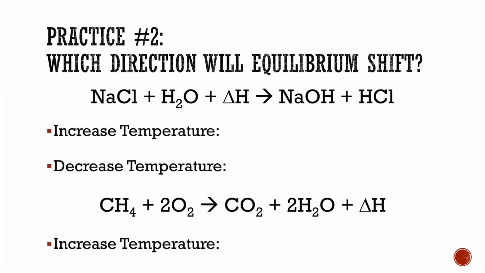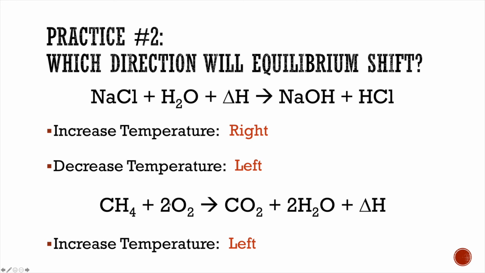So here is practice number 2, asking once again, which direction will equilibrium shift? So in the top one, I can tell that this is an endothermic reaction because my delta H is on the left side with my reactants. So increasing temperature will shift to the opposite side, the right. Decreasing will shift to replace it on the left. Now on the bottom, I've got the combustion of methane, right? So in this combustion reaction, I am releasing heat. It is a product. This is an exothermic reaction. So increasing temperature will shift to the opposite side, the left in this case.